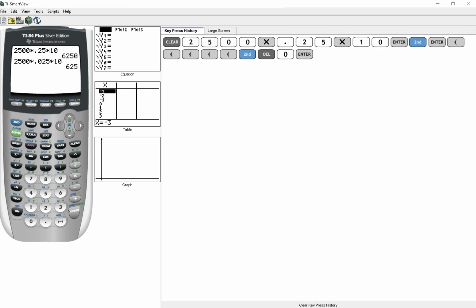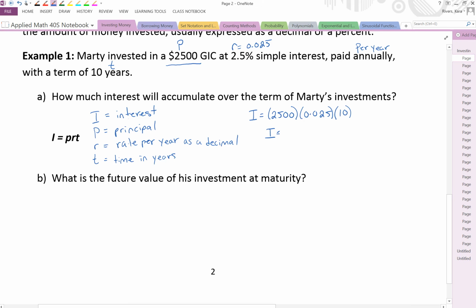0.025, there we go. 625. I noticed, and that's a really good thing too, to see $6,250. That's way more than I invested, and I'm only earning 2.5%. There's no way that that value would make any sense. $625, that makes a lot more sense. Okay? So $625 is how much I've earned on this.